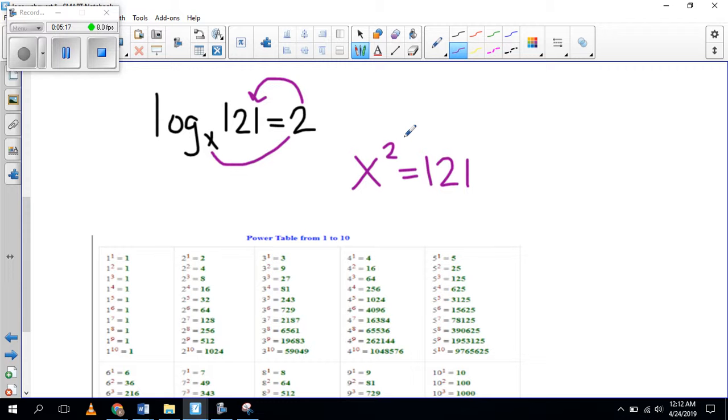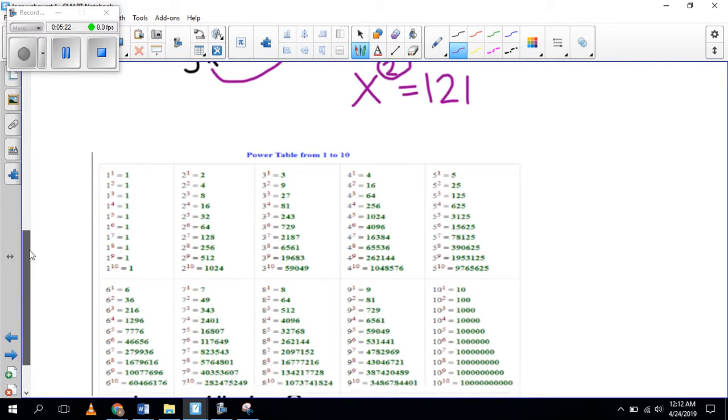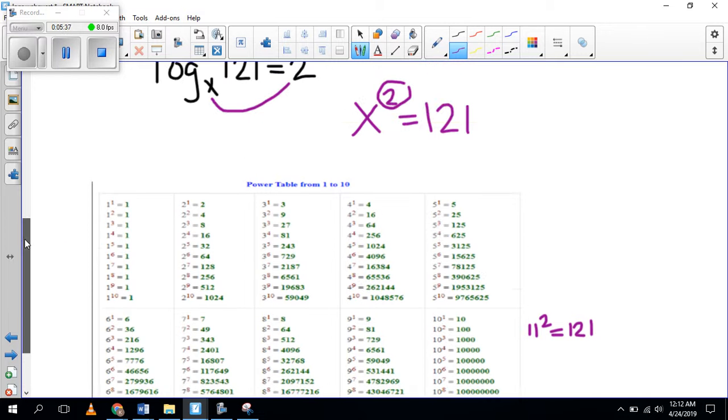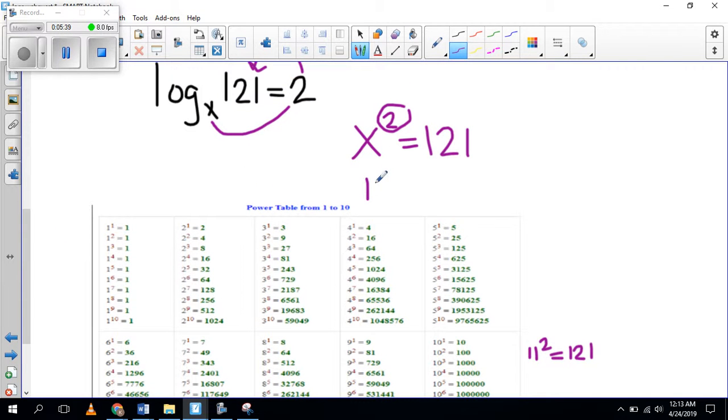Okay? So look, we know we're going to the second row, and we're looking for what gives us 121. Actually, it's not on here. But if we go to the second row, 11 to the second gives us 121. I didn't have that on here, but 11 to the second is 121. Okay? So pause the video and complete the other problems.